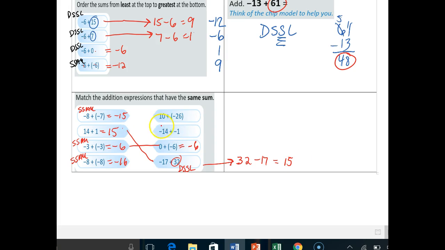Negative 14 plus negative 1, that's an SSAK. Same signs, add, keep, you get negative 15 because 14 plus 1 is 15. Keep the sign of negative, negative 15. So those two match up. Obviously that leaves these two to match up. Let's just prove it. This was a DSSL, different sign, subtract. So this is really saying 26 minus 10. My answer is 16. Is my answer positive 16 or negative 16? I have more negatives, 26 negatives compared to 10 positives. So negative 16, that's why both of those are negative 16 in the matchup.